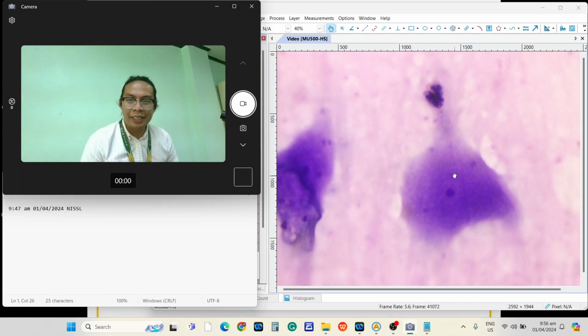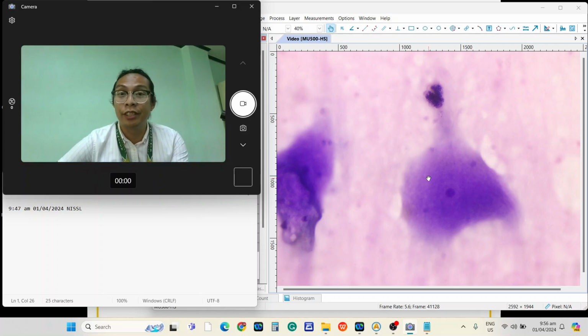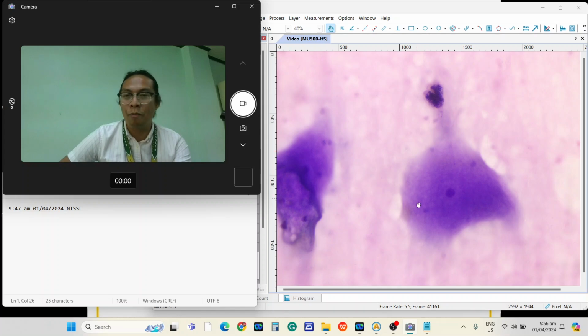Okay, now this is a nerve cell or a neuron. Nabanggit natin, meron siyang nerve cell body. So yung malaking structure na yan, that is the nerve cell body. Ano ang other term for the nerve cell body? That is the soma. Okay, so this is the soma of the neuron. The soma of the neuron is of course made up of its cytoplasm and its nuclear cytoplasm. Cytoplasm and the cell membrane.